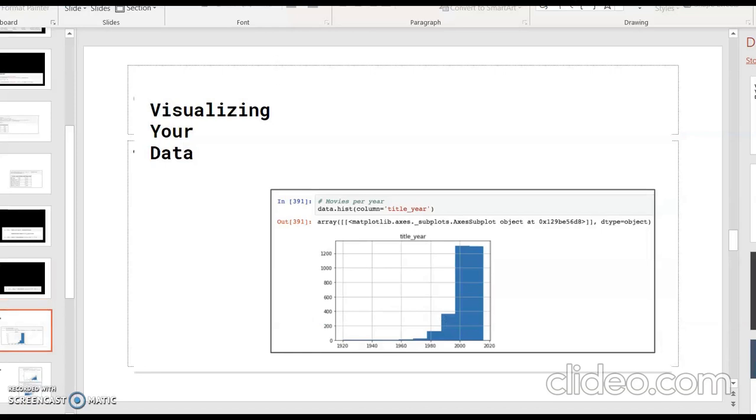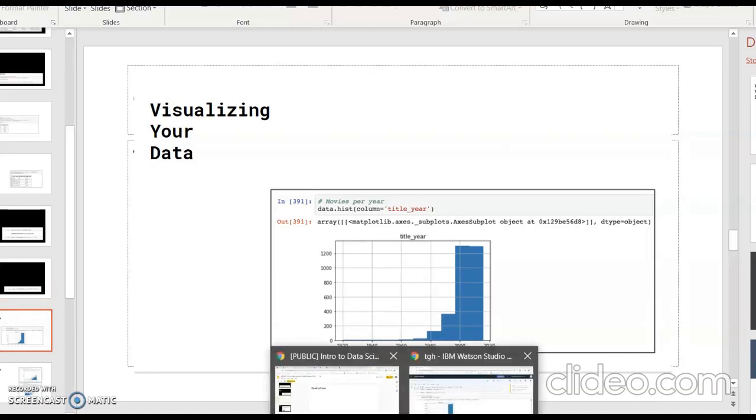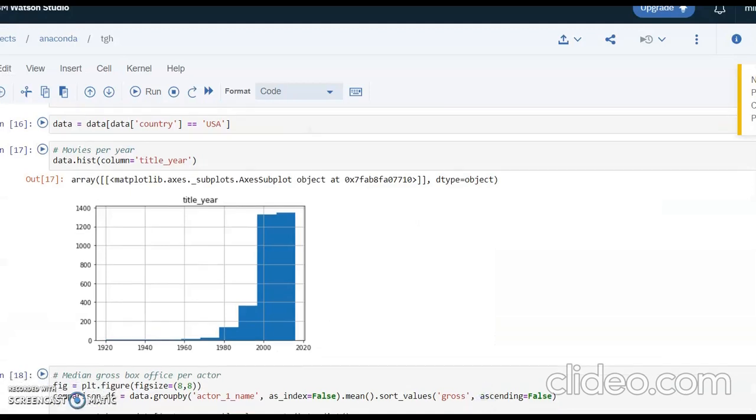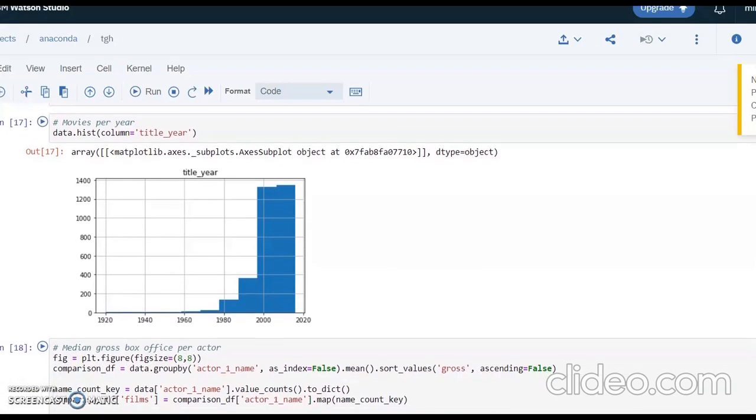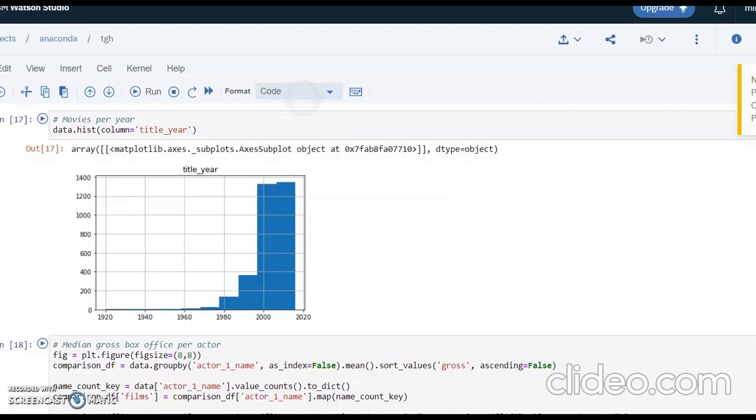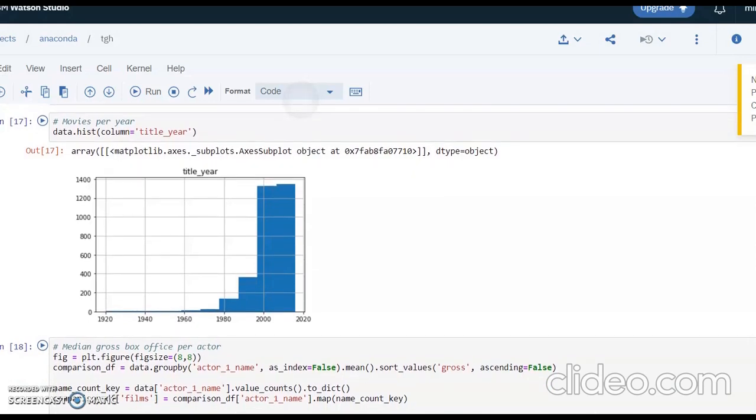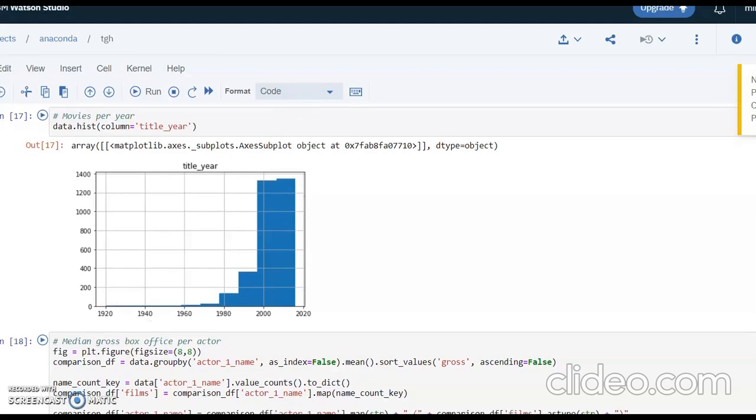So basically we're going to make a histogram at first. With the histogram, we're going to see what a histogram would plot for the movies per year. So basically the titles and the movies, as we can see a trend that is not surprising based on the data set.